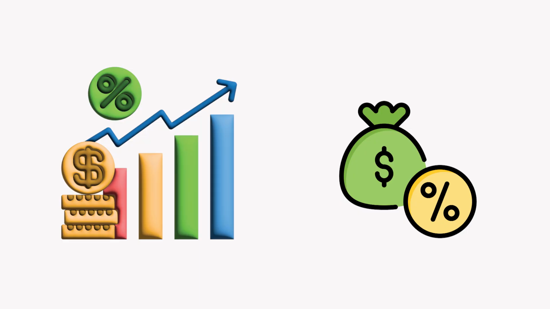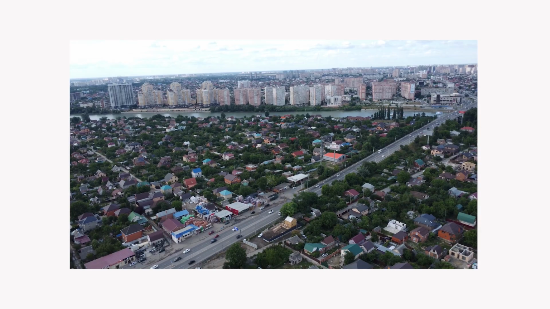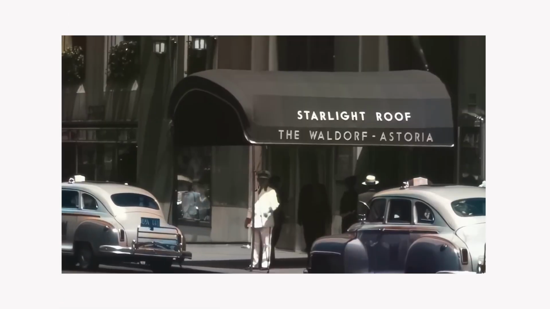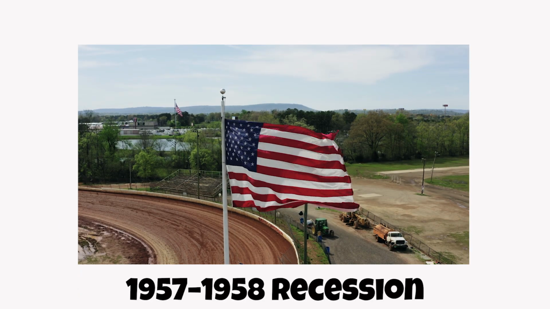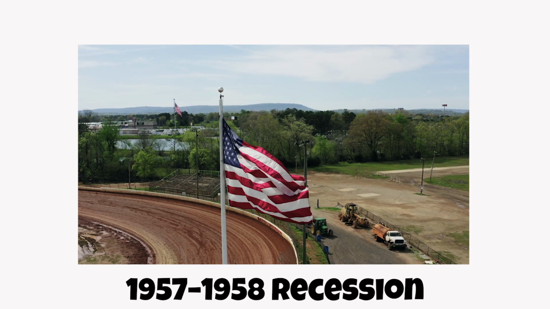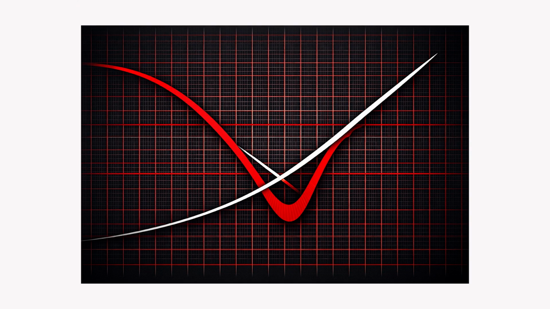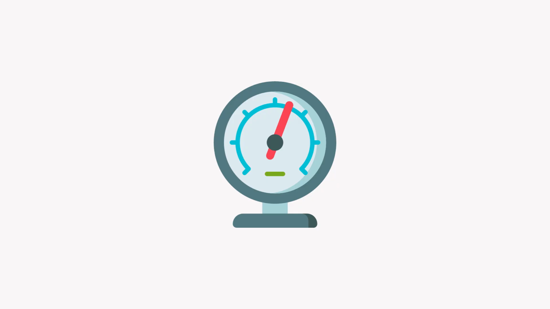Short-term rates moved above long-term rates as monetary policy tightened. At the time, the economy still looked healthy. Growth had been strong, and confidence remained high. Yet within months, the United States entered the 1957 to 1958 recession. The inversion did not cause the downturn, but it signaled that pressure was already building.